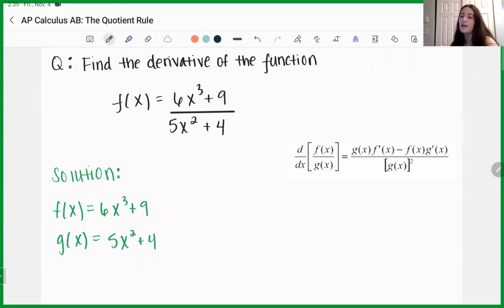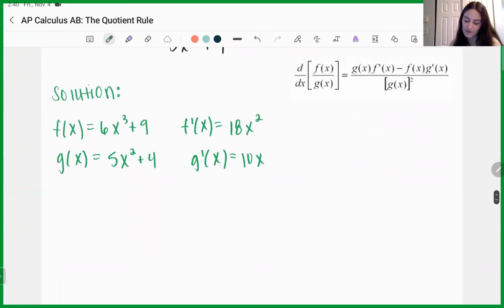And the next step, f prime, g prime. For f prime, all we have to do is take the derivative. If we use power rule on that, we should get 18x squared. And then for g prime, again, use power rule, and the 4 goes away, and then power rule on the 5x squared should give us 10x. So those are our 4 pieces.